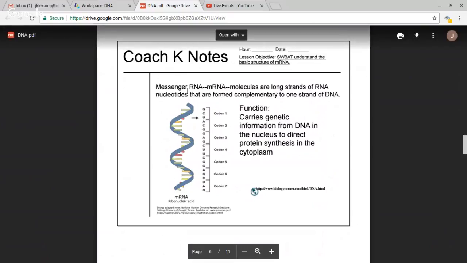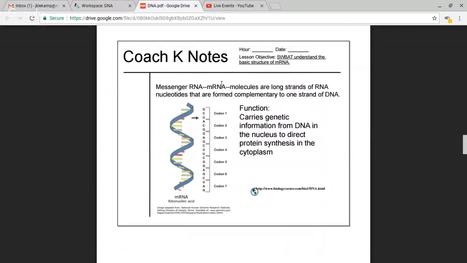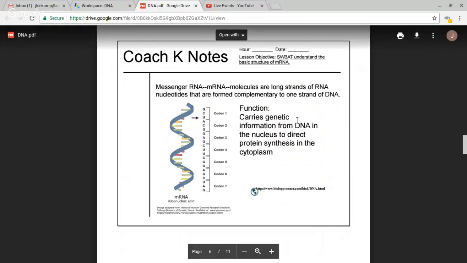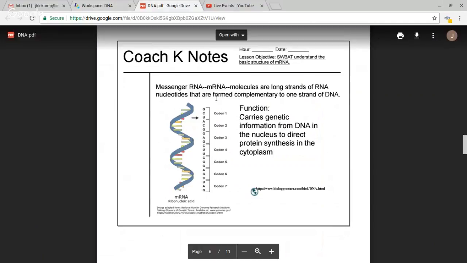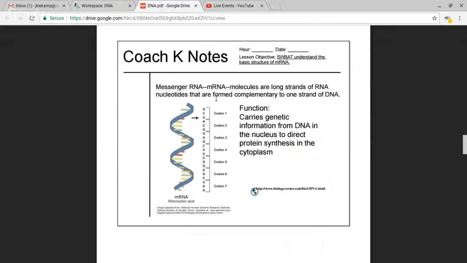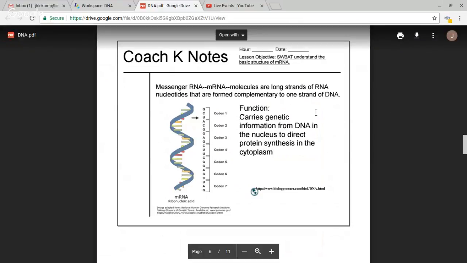Then we move on to what we call RNA. And RNA is a single strand. You can kind of see it only has one of the double helix strands, so it's a single strand, and it carries information in different ways. The two that we're most concerned with is messenger RNA, which is a long strand of RNA nucleotides, and it forms complementary to the strand of DNA.